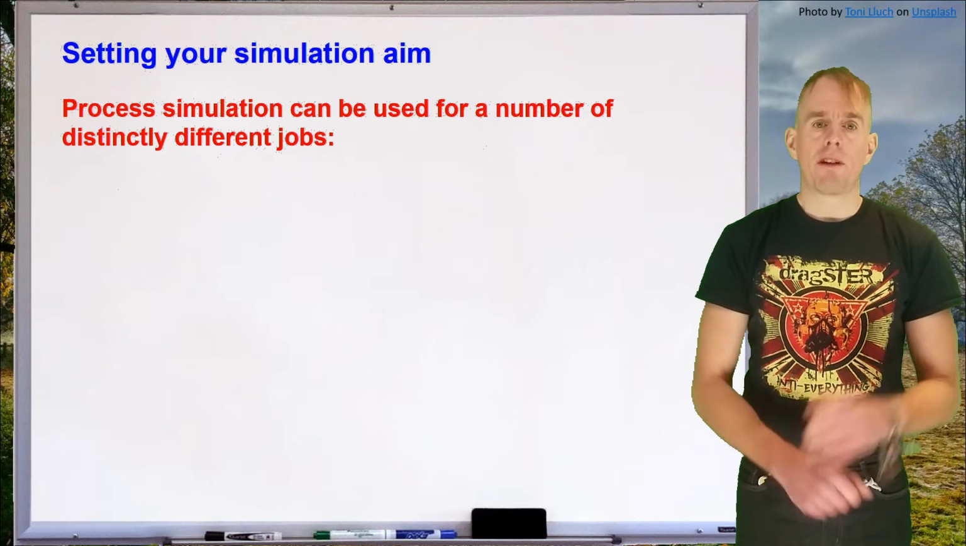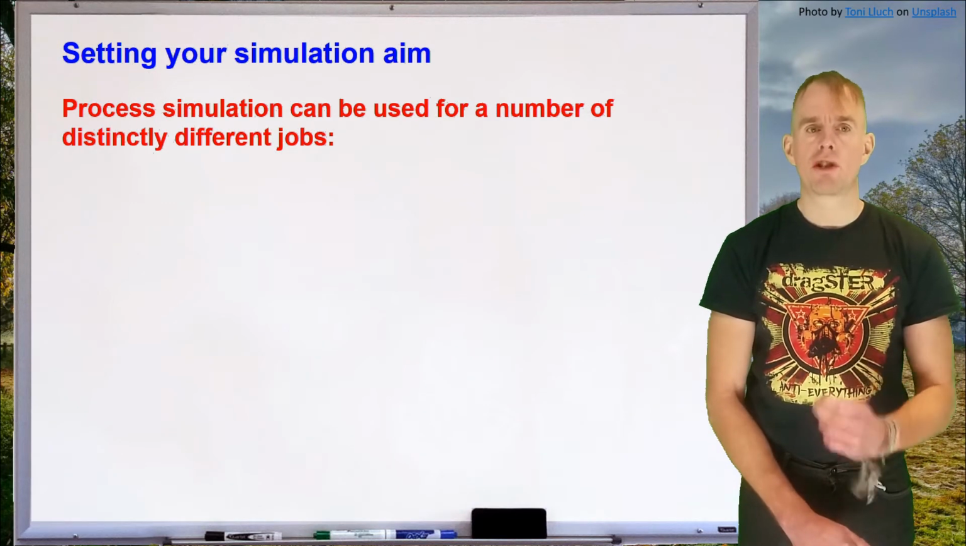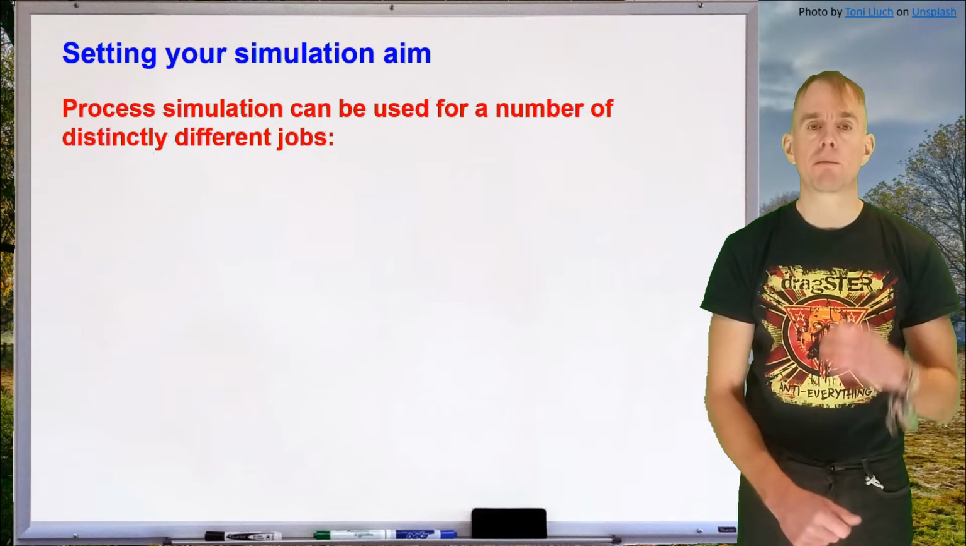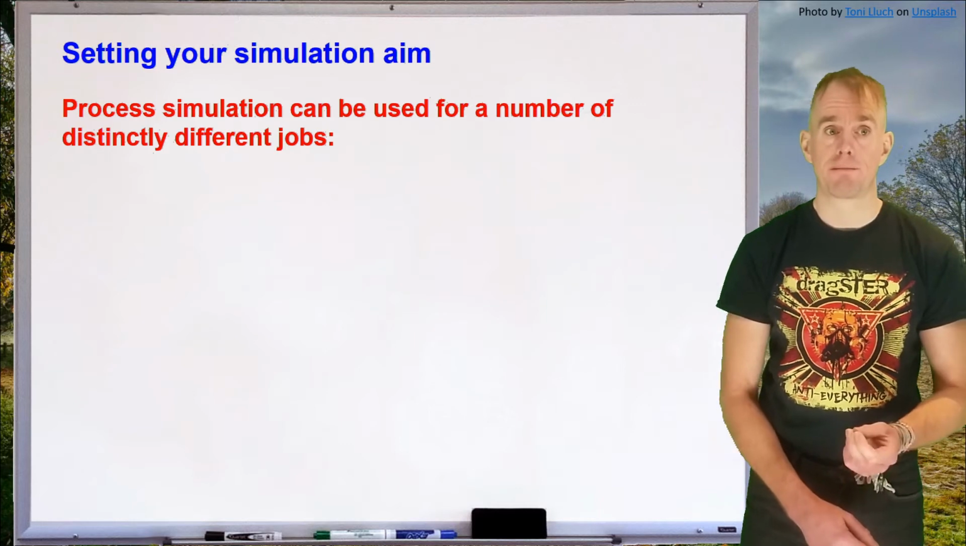So, on with this lecture. The first thing we need to think about is what it is you're trying to achieve with your process simulation, because a process simulator can be used for a number of distinctly different jobs.